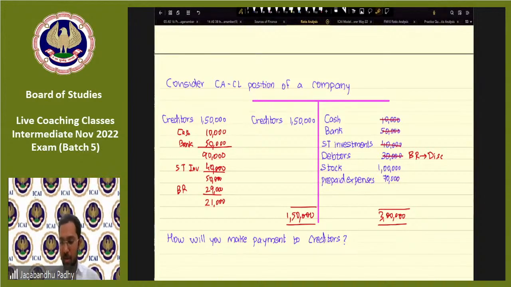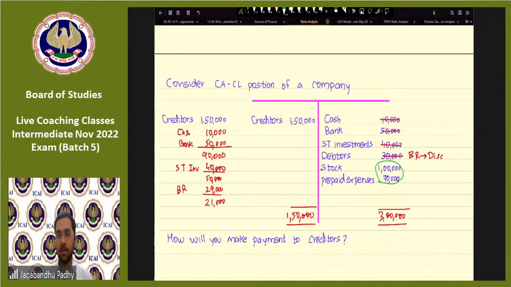So basically, in this case, we have these two current assets which I cannot use for the purpose of making payment to the creditors. I cannot use this prepaid expense and stock for making payment to the creditors. And that's why we say we may fall short of funds. So just following blindly that your current ratio is 2:1, it means you are in the best position.